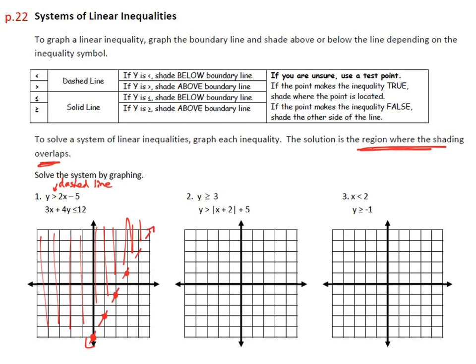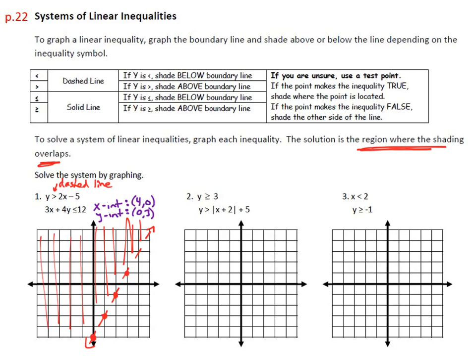Then for our second inequality, we have 3x plus 4y is less than or equal to 12. We're in standard form here, so I'm going to use my intercepts to graph this one. For the x-intercept, we can say y is 0, so we have 3x equal to 12, so x would be equal to 4, so we're at 4, 0. And then our y-intercept, let x equal 0, so 4y equals 12, and our y-intercept is at 0, 3.